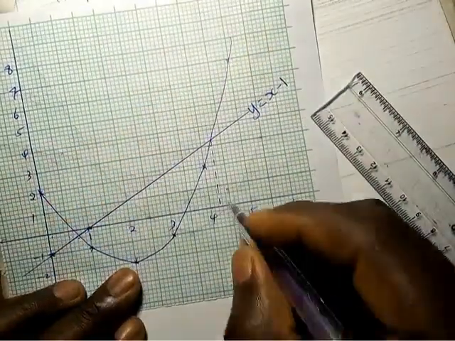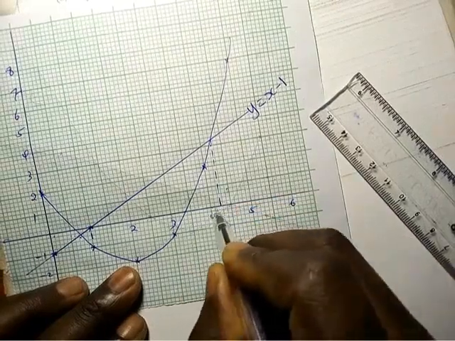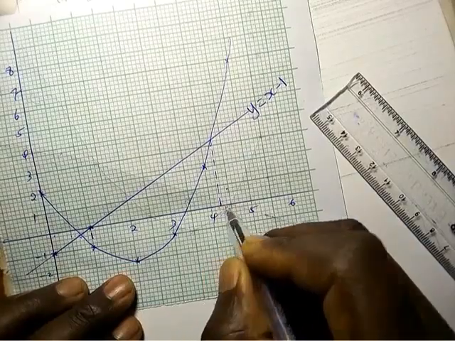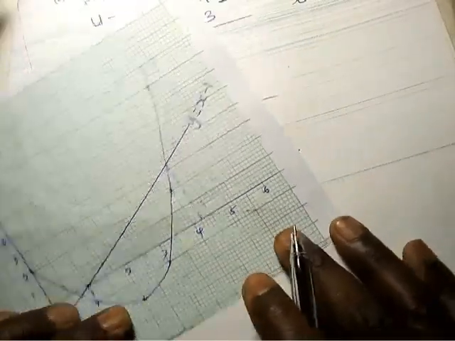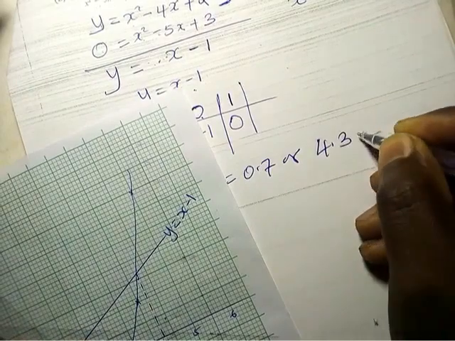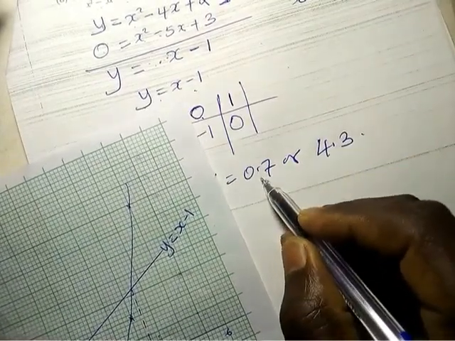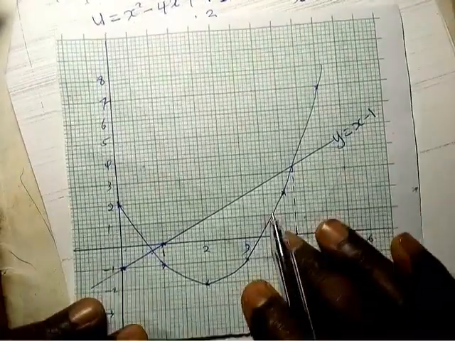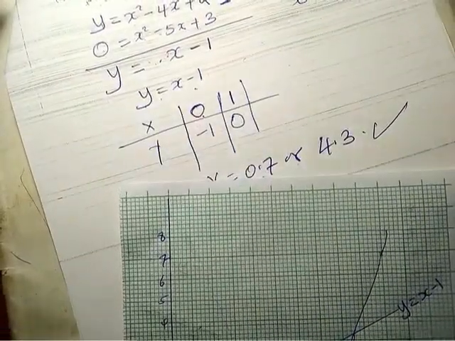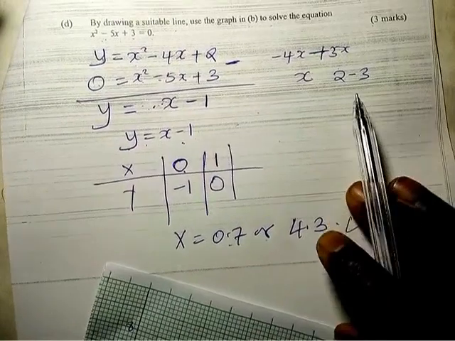So looking here, x is 4.12, 4.2 or 4.3. You can round off. So x equal to 4.3. So 0.7 or this one. So that's how we use this one to answer this, for you to score the 3 marks.